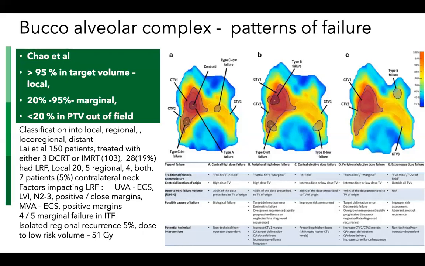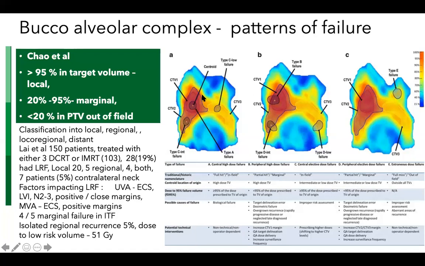Then, of course, is the differentiation, which I've already touched upon, local, regional, and distant, and the fact that local recurrences are the major component. Local recurrences are the major component in gingival buccal cancers. Regional are less, both together, you can see. So 24 out of 28 patients have had some form of local recurrence. Contralateral neck failures are less.